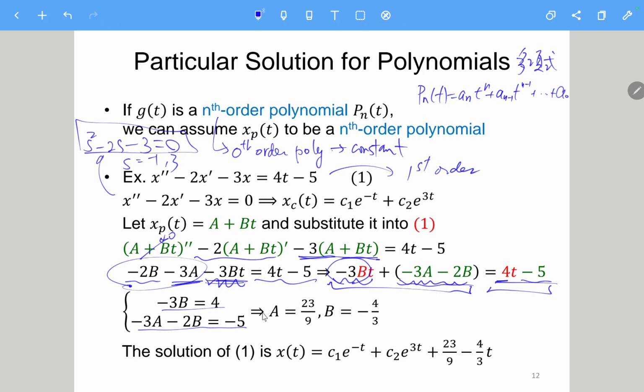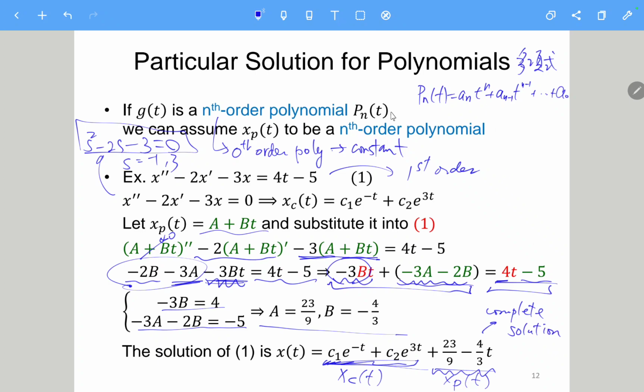Okay, so we plug these two numbers back to here, which is the particular solution. So this part is the particular solution. This is xp, and this is xc. Maybe you can also write it as xc of t, xp of t. So the last step is very easy: you just add them together. So this is the complete solution.